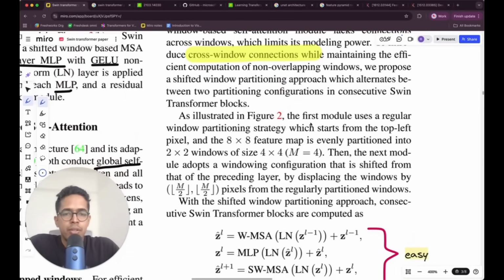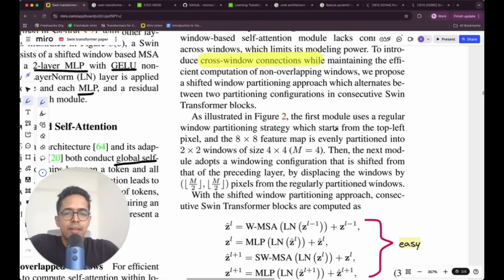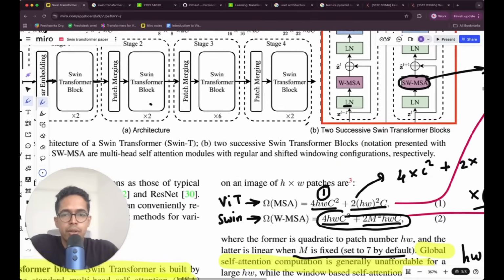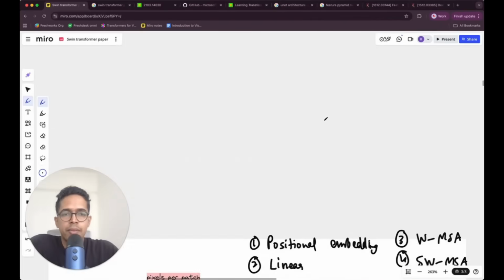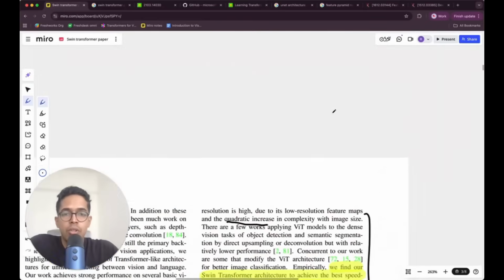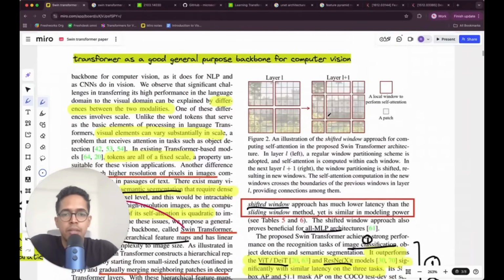As illustrated in figure 2, the first module uses a regular window partitioning strategy, which starts from the top left pixel, and the 8x8 feature map is evenly partitioned into 2x2 windows of size 4x4. Let's see what this means. It's very easy. Every image is divided into an 8x8 feature map. So let me look at figure 2 first, because this paper is referring to figure 2 for the first time now, although figure 2 already appeared in one of the earlier pages.